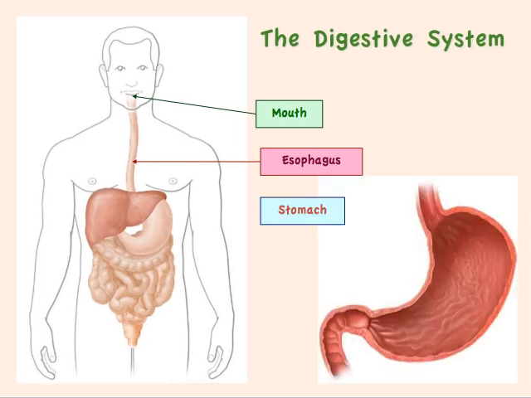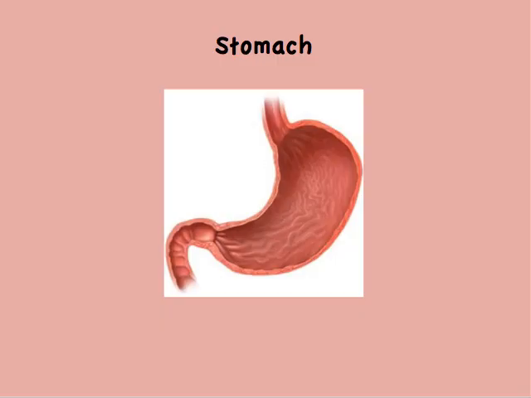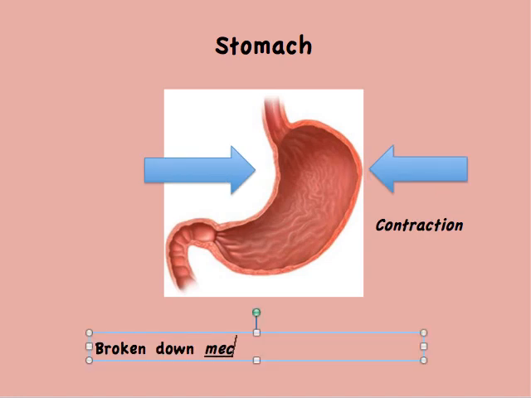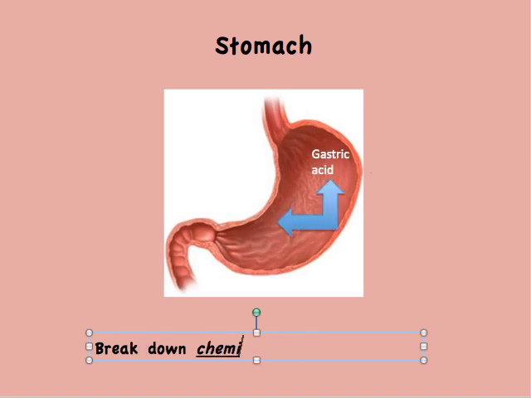Now the food has entered the stomach. Much of the digestive process occurs here. The walls of the stomach can expand to allow for food to enter, and then can contract to squeeze and mash the food. This allows the food to be broken down mechanically. Gastric acid and other enzymes secreted by cells in the stomach help break the food down chemically.